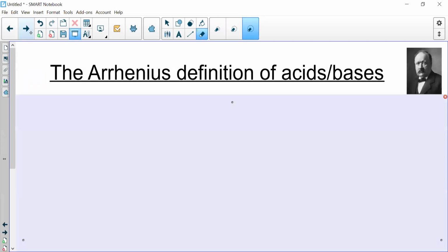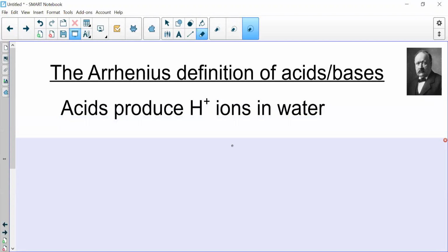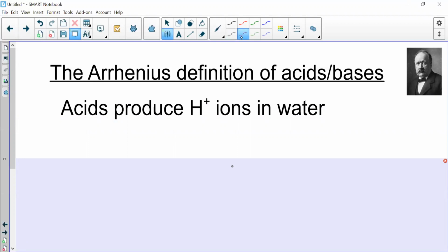So here's a little picture of Svante Arrhenius, and this theory was devised around the 1880s or so. And according to the Arrhenius definition, what makes something an acid? Well, an acid produces H+ ions in water. So if we take one of our classic acids, one you probably know, hydrochloric acid, HCl, and make it aqueous, meaning we dissolve it in water, what's going to happen? Well, you're going to get H+ ions and Cl- ions floating around in water.